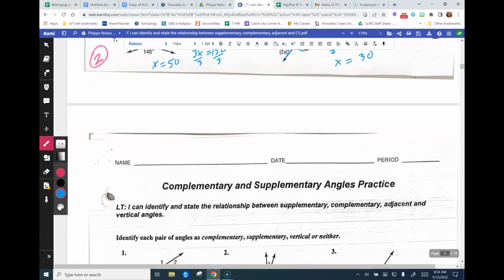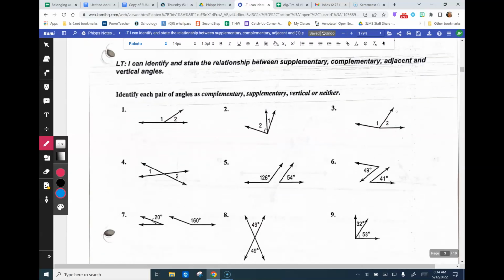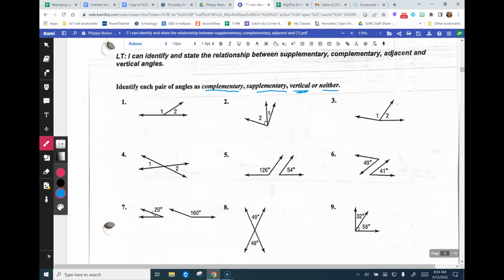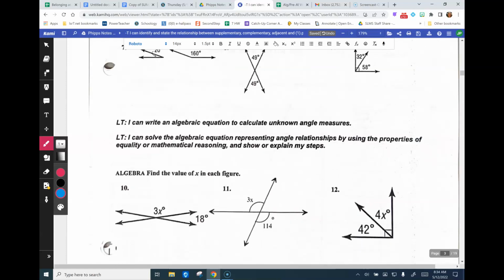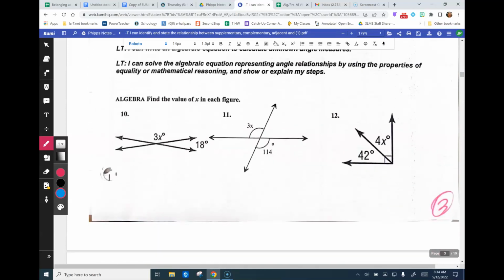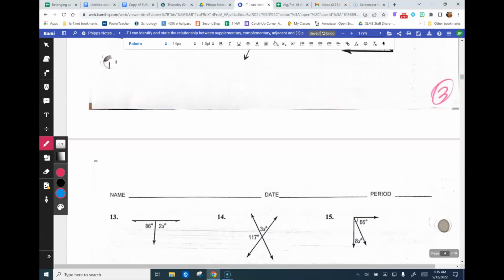Great. Let's look at homework. Identify each pair as complementary, supplementary, vertical, or neither. Oh, we added in vertical this time. So you get to look at those and decide what kind of angles those are. I think you'll be fine with that. And then on these next ones, find the value of x. Okay, this angle is 18. That's not exactly clear. Okay, I think you'll be fine with those.